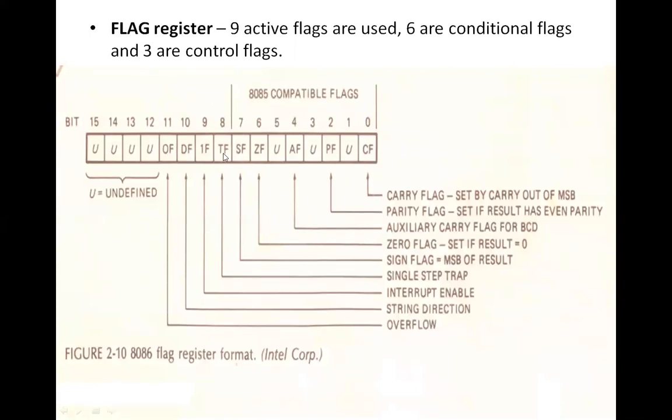TF is a single step trap, which gives the information whether the processor is working in single step mode. If the interrupt enable flag is set, only then can the interruption be done. String direction can be achieved either from the lower address to the higher address, from the beginning to the end, or from the higher address to the lower address, from the end to the beginning. And overflow flag indicates out of range. So these are the 4 other flags besides carry flag, parity flag, auxiliary flag, and the zero flag.